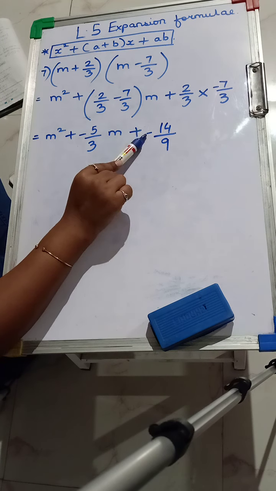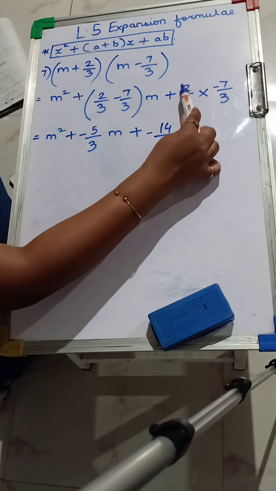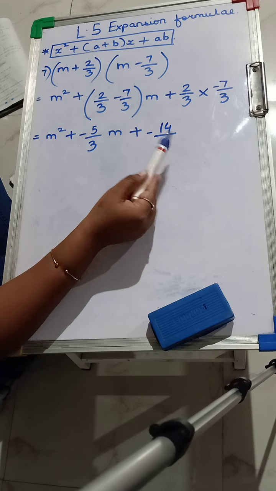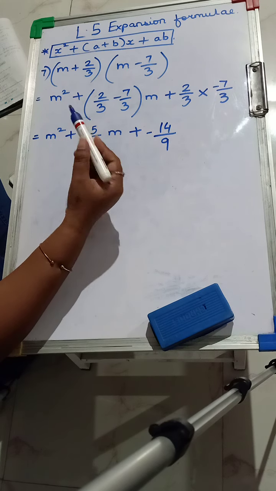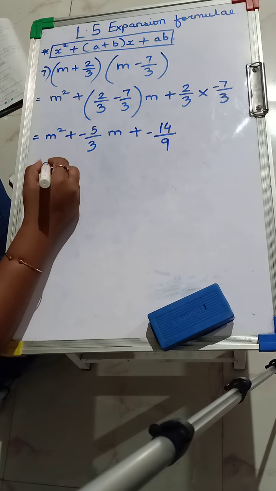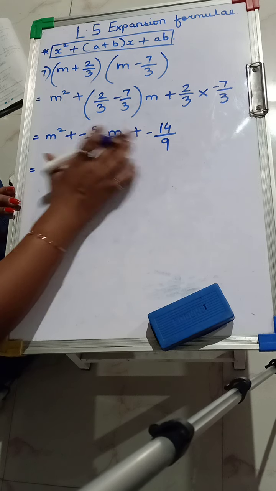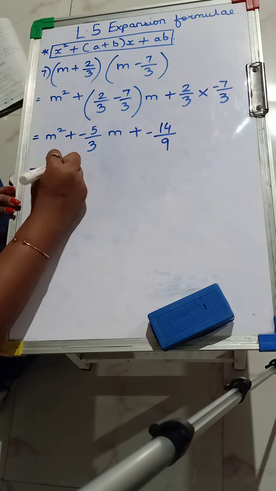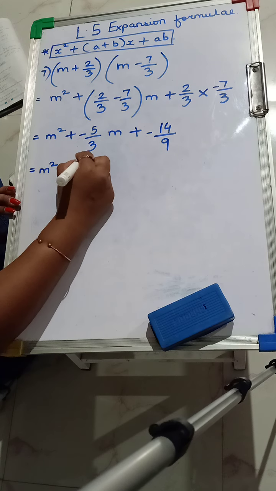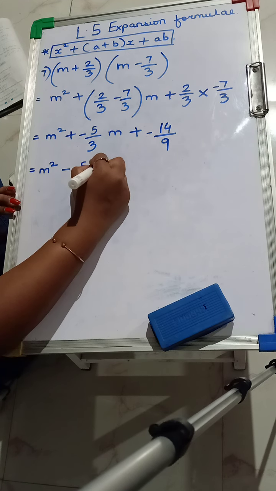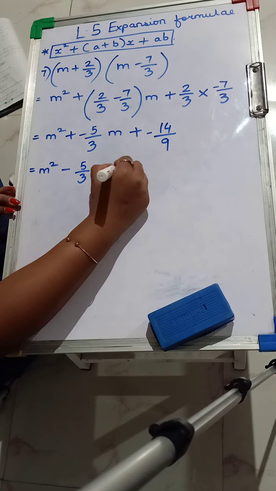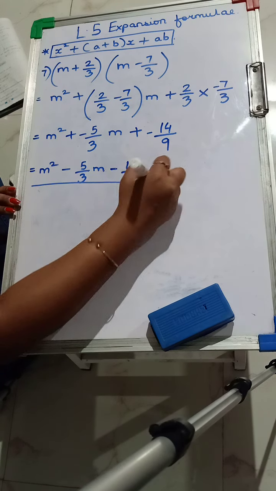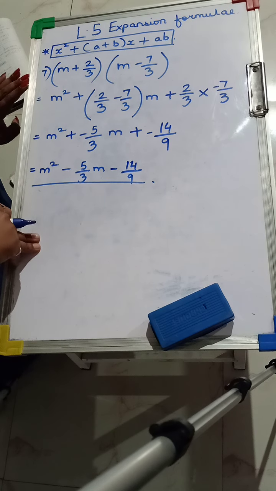Here why have we taken minus? Because here plus minus gives us minus. We are going to go according to the rule here in multiplication. And here we go according to the greater number. So now we will just solve. This is already solved, but the signs here are double, so we have to just convert it. So m square, plus minus gives us minus 5 upon 3. m, plus minus gives us minus 14 upon 9. So this is the answer that you are getting for this sum.